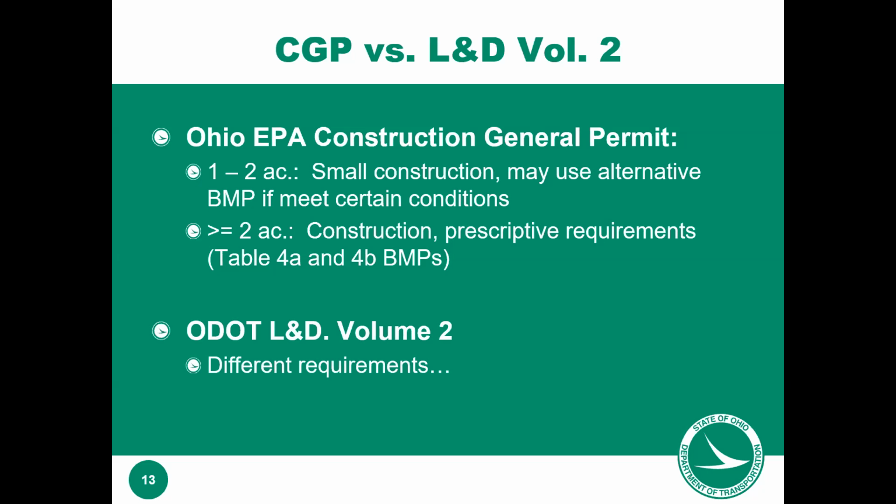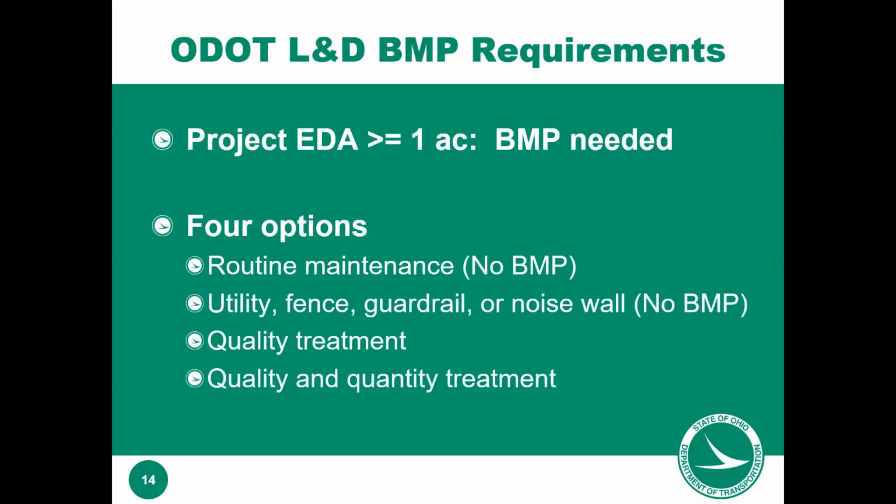In ODOT's world, we have different requirements. And this is where people get hung up on a lot of the differences between transportation and site development projects. So in ODOT's world, if the project DDA, which is kind of like the land disturbance, is greater than or equal to 1 acre, generally a BMP is needed, except there's kind of 4 options. There's this routine maintenance option, these kind of straight line projects, which we'll go into. Then there's quality treatment, which is kind of like smaller treatment, and then quality and quantity treatment, which is pretty similar to Ohio EPA's table 4A and 4B practices.